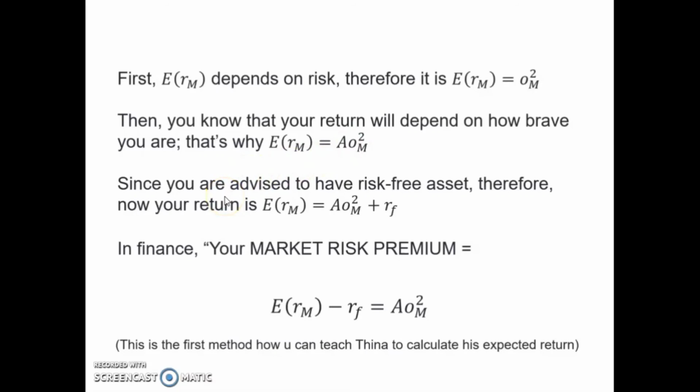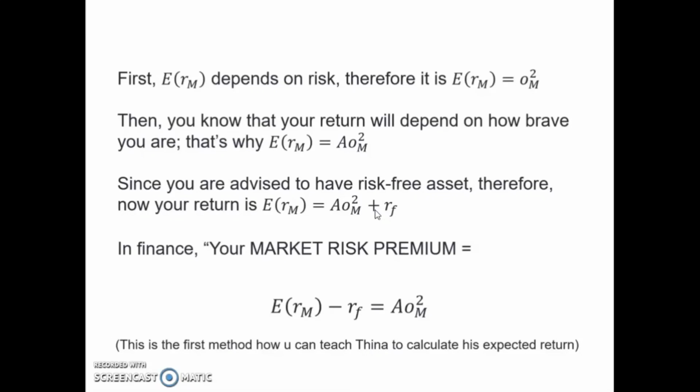Since you are advised to have a risk-free asset, because we normally do not go for risky assets without having a risk-free asset first. Okay, so it is wiser that when you have a risky asset, you should have T-bills, or the risk-free asset. So since you are advised to have a risk-free asset, now your return is risk aversion times risk, plus whatever return you might get from the risk-free asset. Okay.